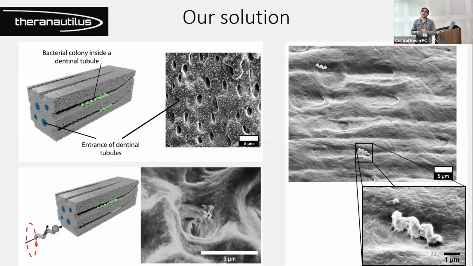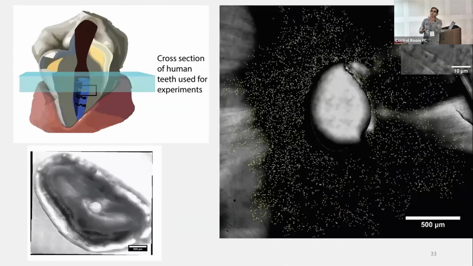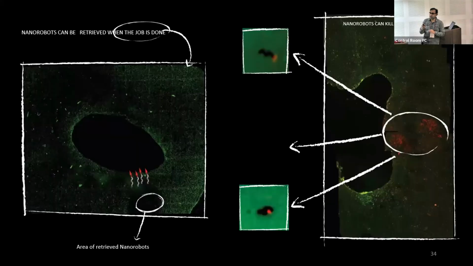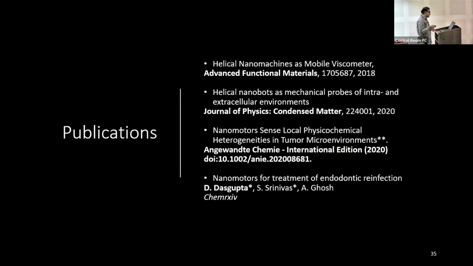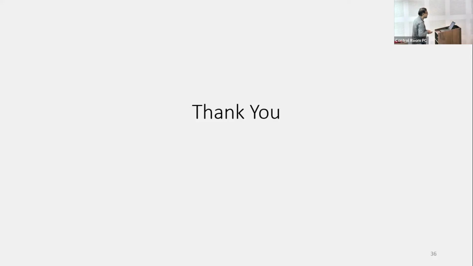But nanomotors can. What we did is we drove nanomotors into the dentinal tubules. We drove them deep inside, and this is already better than what current technology can do. This is a confocal image of a cross section where these are all nanomotors. And once this is done, we can bring them back. We can heat them up using hyperthermia. So that's it. Thank you.